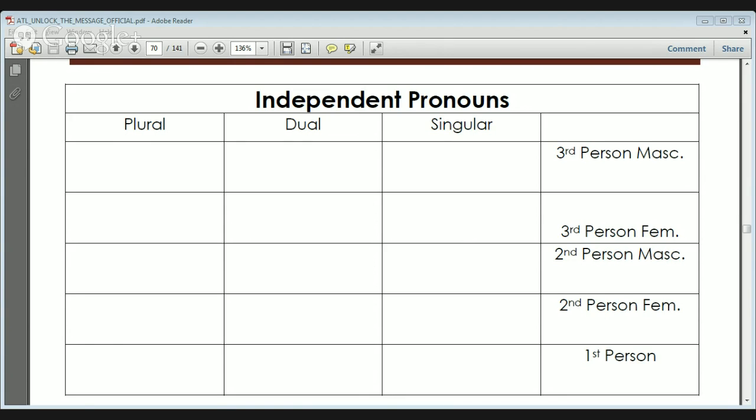فَفَرَرْتُ مِنْكُمْ لَمَّا خِفْتُكُمْ فَوَهَبَ لِي رَبِّي حُكْمًا وَجَعَلَنِي مِنَ الْمُرْسَلِينَ. Minkum, attached or what? Good. خِفْتُكُمْ. Good. لَمَّا خِفْتُكُمْ. When I feared you. فوهب لي ربي حكما وجعلني من المرسلين. Anything? وهب لي. Good.